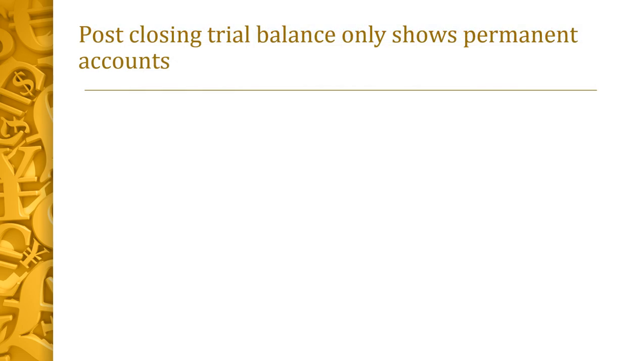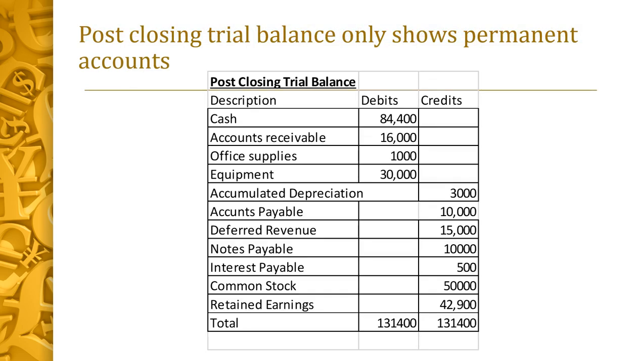Now, post-closing trial balance. Remember, it is only your permanent accounts and always ends with retained earnings. And, of course, your debits must equal your credits. And that ends Part 2 for Chapter 3.